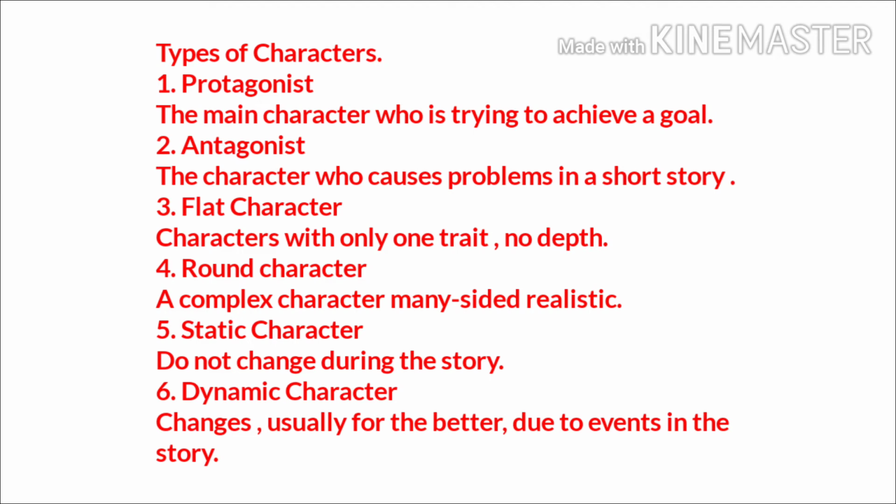Number 3, flat characters. Characters with only one trait and no depth are called flat characters. Round characters are complex, many-sided, and realistic. Number 5, static characters do not change during the story. Number 6, dynamic characters change, usually for the better, due to the events happening in the story.